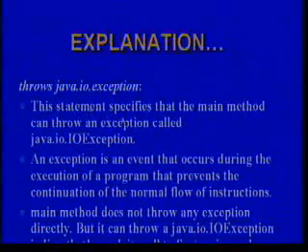This statement specifies that the main method can throw an exception called java.io.IOException. What is an exception? It is an event that occurs during the execution of a program that prevents the continuation of the normal flow of the instructions. But again, it has to be in Java style itself. The main method does not throw any exception directly, but it can throw a java.io.IOException. So when we come to exception classes, then we will learn how to use them. And most input output classes define exception classes or methods to be used with different environments.